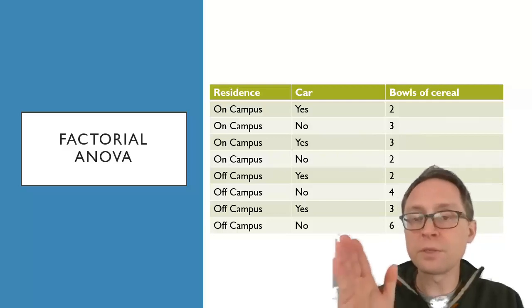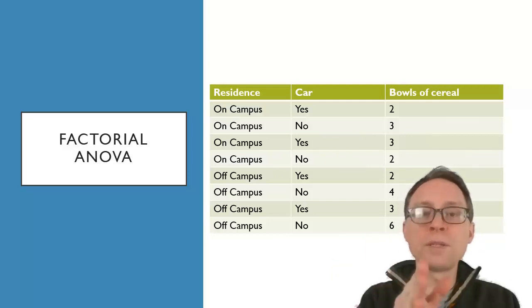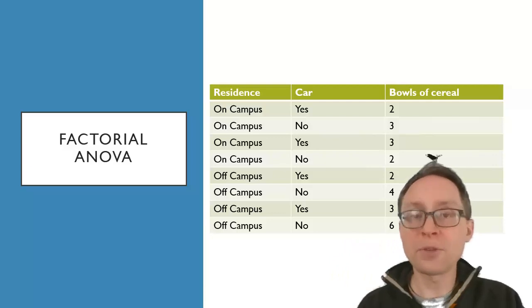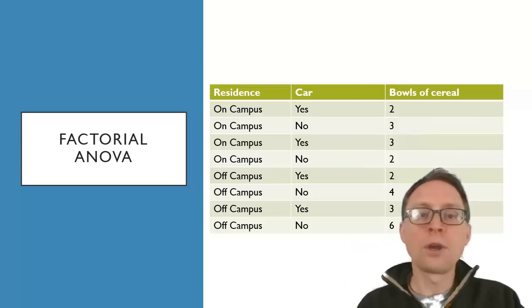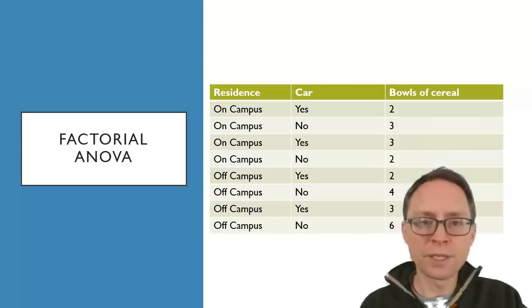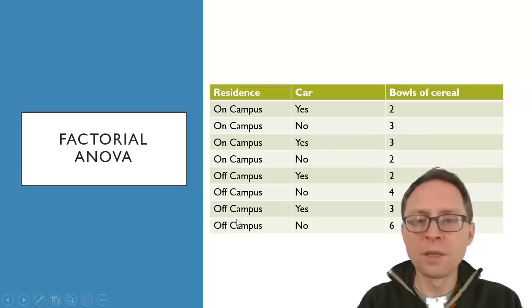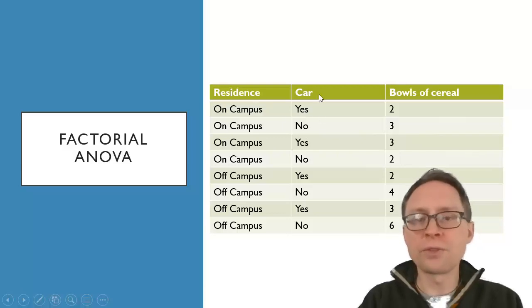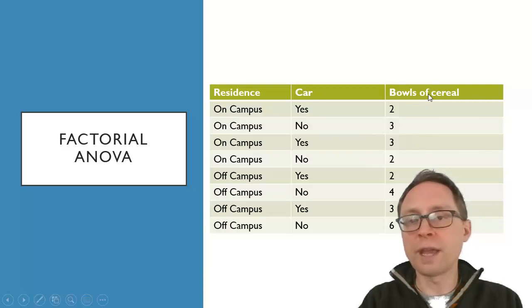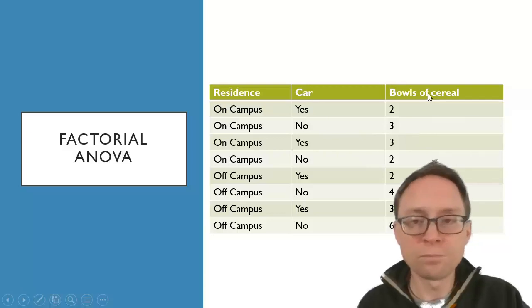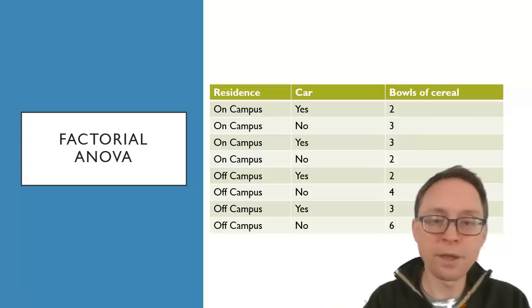The dependent variable is bowls of cereal. Residence and car are factors. There are two levels of residence, on campus and off campus. There are two levels of car, yes and no, meaning yes, I own a car, no, I don't own a car. This is a 2x2 design. Two levels of residence, two levels of car. They're both factors that affect cereal, which is the dependent variable. It doesn't get a number.